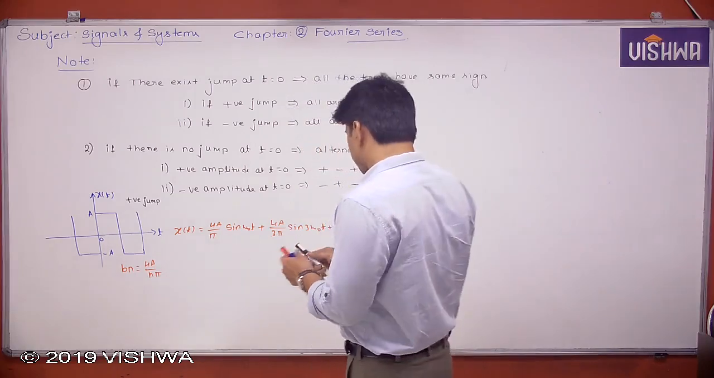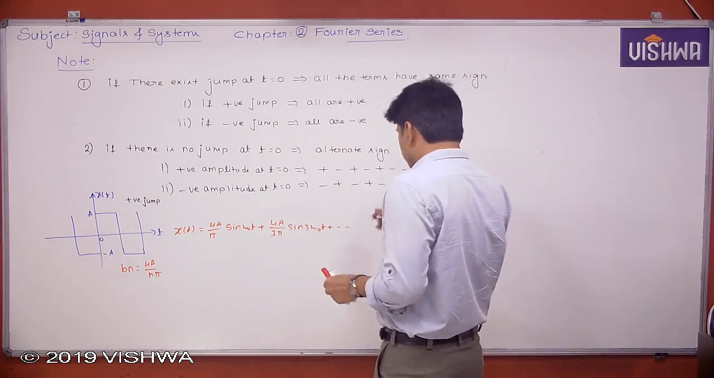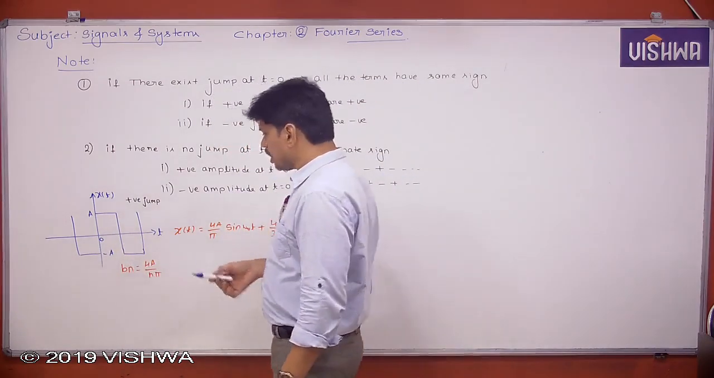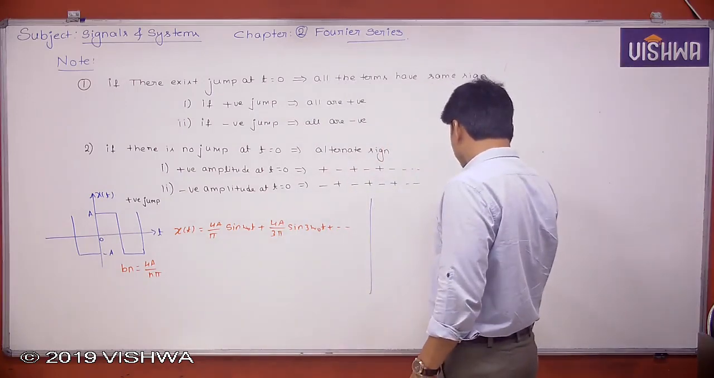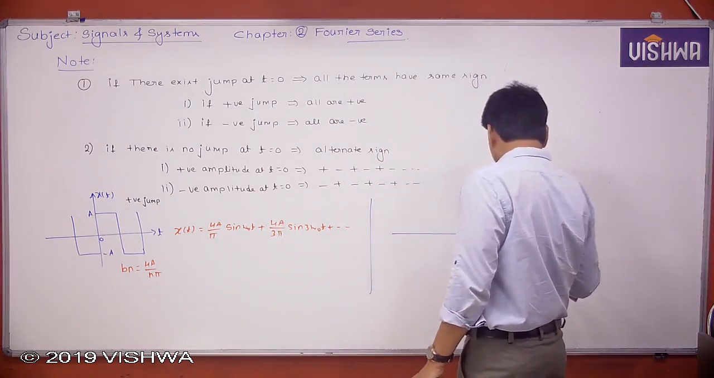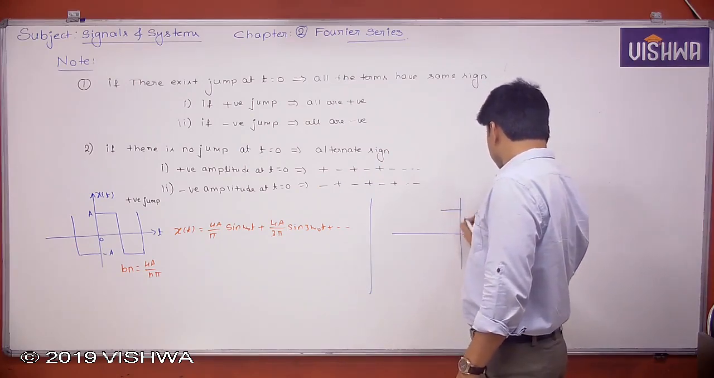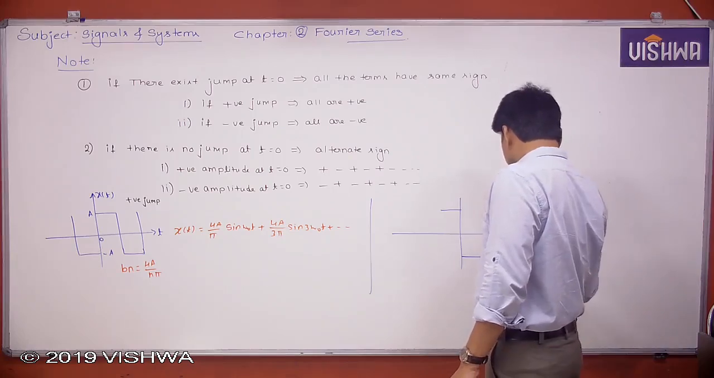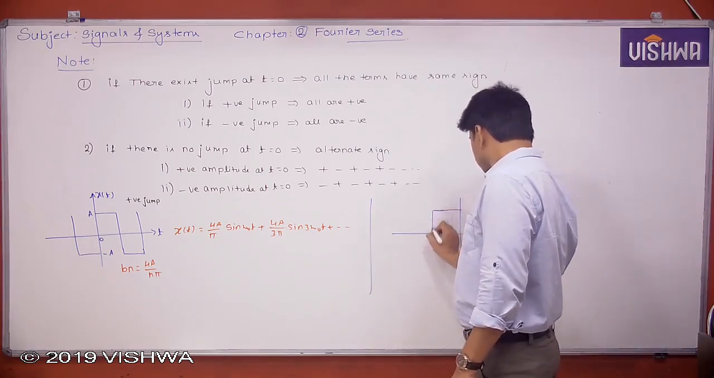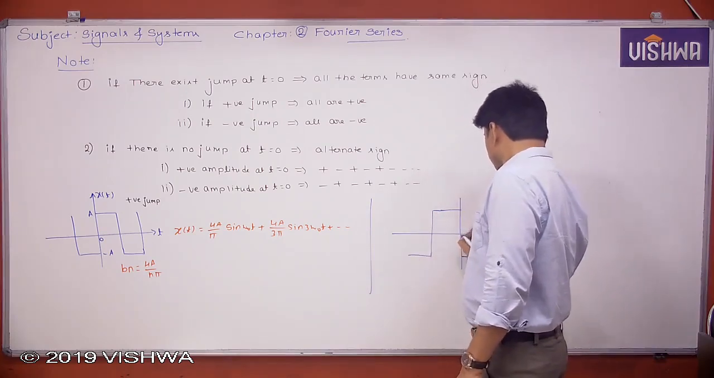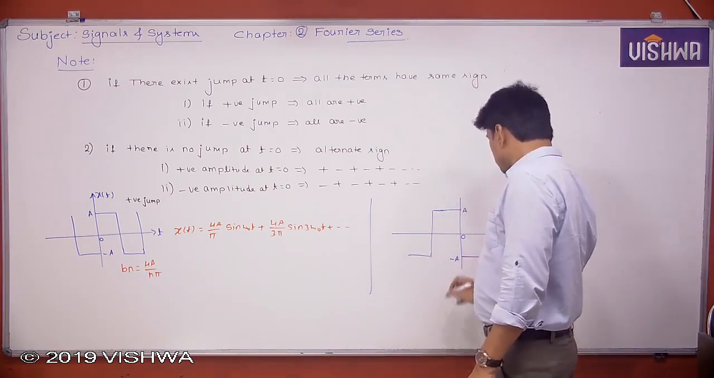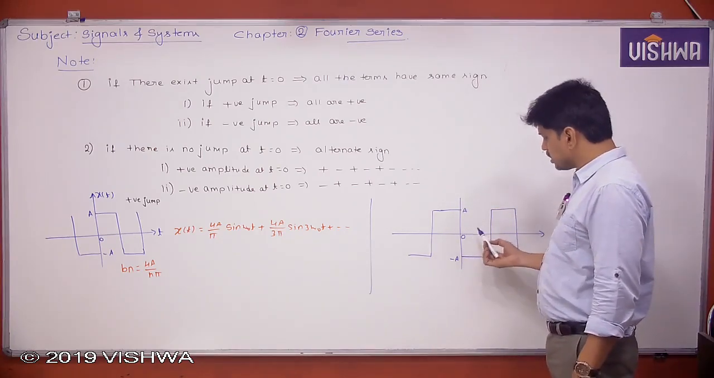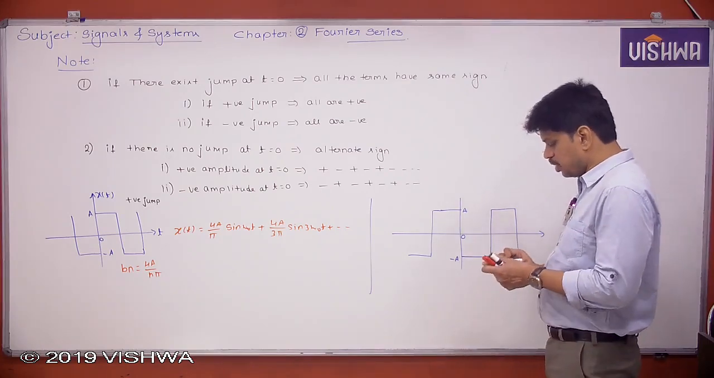Suppose if it is having a negative jump, that means minus a to plus a means it is a positive jump. What if it is a negative jump? How is it going to look? Negative jump means zero, a, minus a. So if you observe carefully, this is jumping from a to minus a. So it is also exhibiting odd symmetry and half wave symmetry. So it is also having only bn.